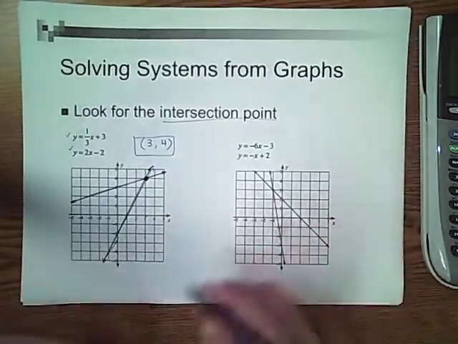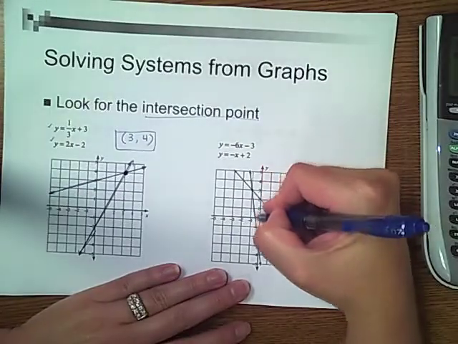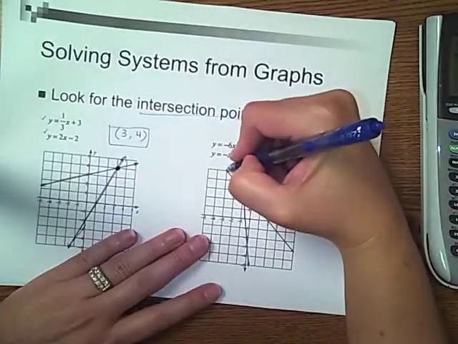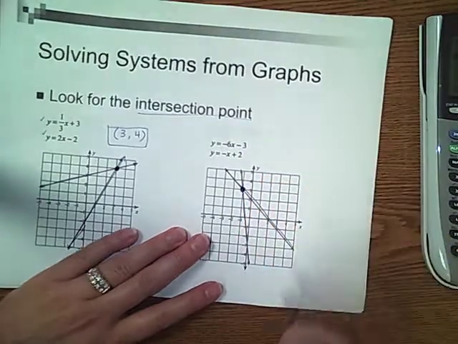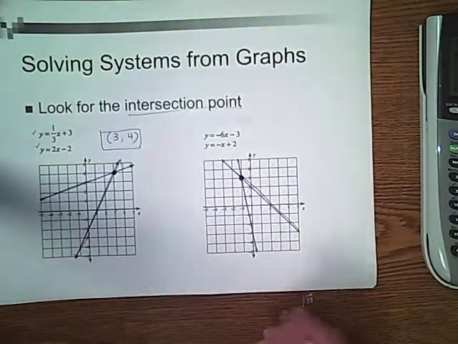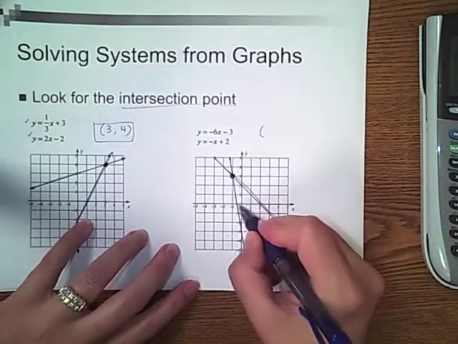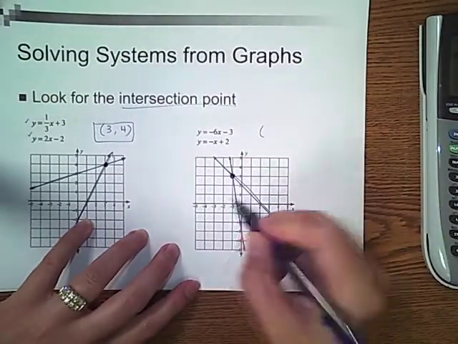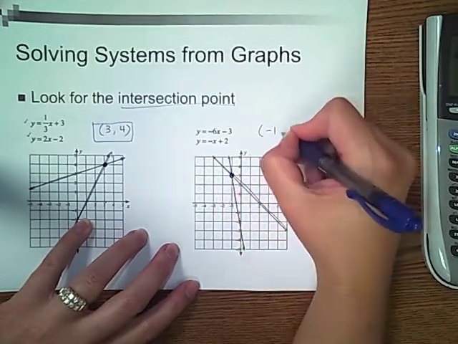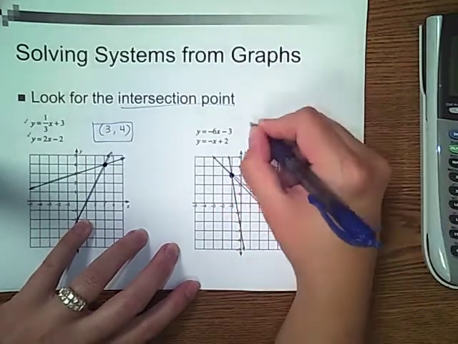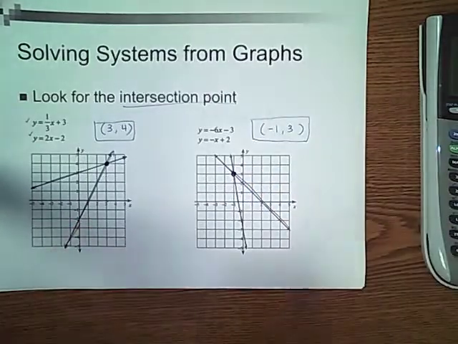Okay, so let's look over here at this one. I've got my two equations. Here's one of the lines, and here's the other, okay? And I'm looking for this intersection point. So think about what that ordered pair is. All right, so I go left 1, so that is -1, and I go up 1, 2, 3, so that is positive 3. So my solution from a graph is pretty easy to find.